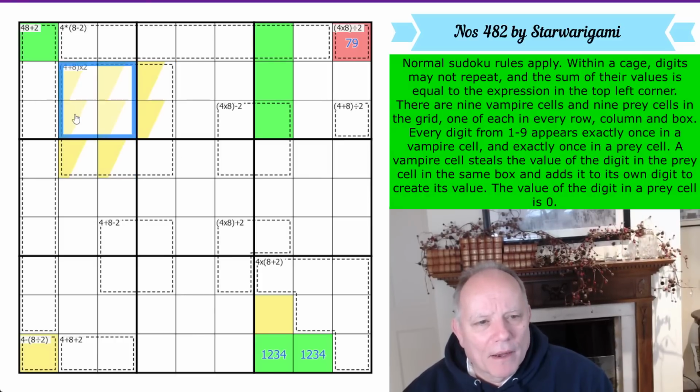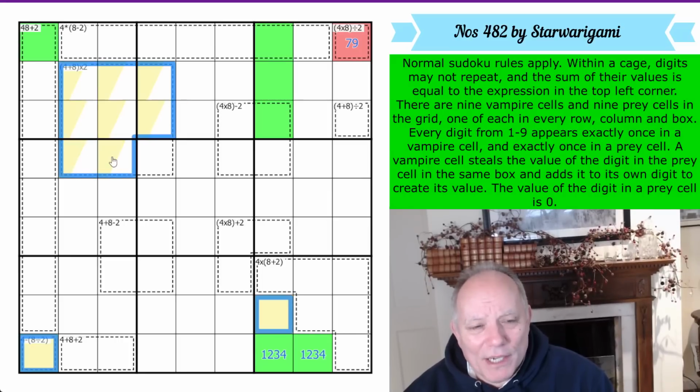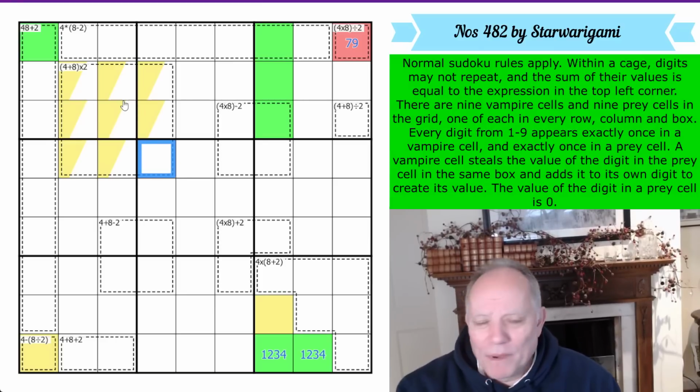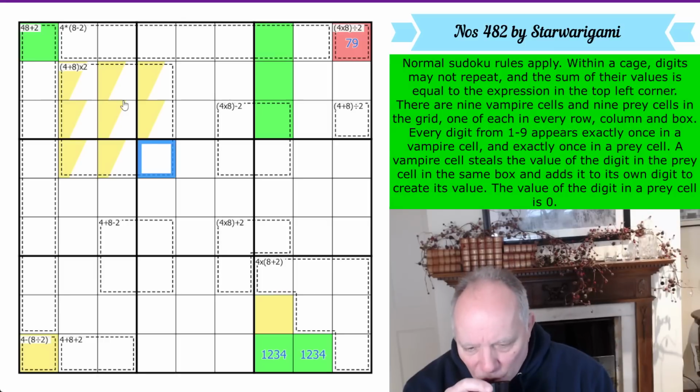So, I mean, my marking is not very helpful. And those prey cells add up to at least 21 between them. That's weird. I'm not ruling out that there's a vampire cell in the cage, but it's getting less likely with the totals that we have to achieve.